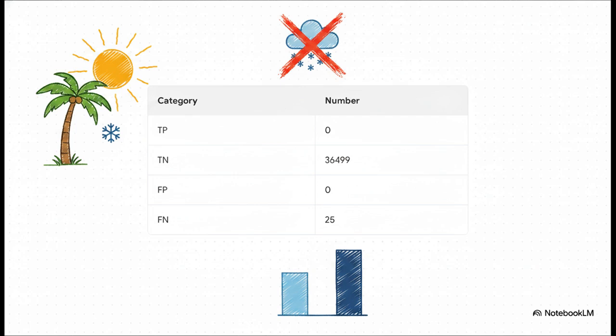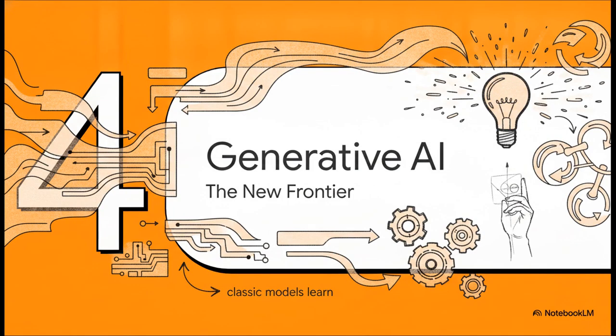If you calculate the accuracy on that, this model is 99.93% accurate, but it is totally useless. It didn't predict a single snowy day. It has zero actual predictive power. And that is exactly why we have to use much more advanced metrics than just basic accuracy when testing real-world models. Finally, part 4, generative AI.